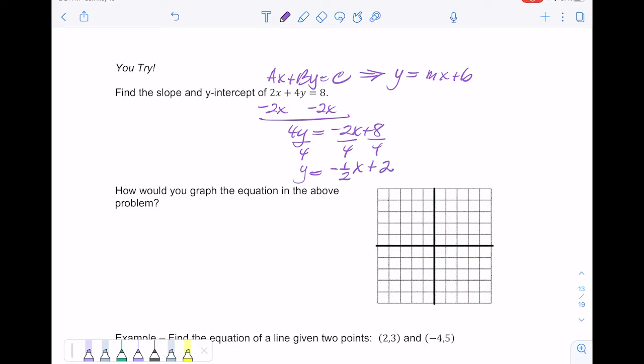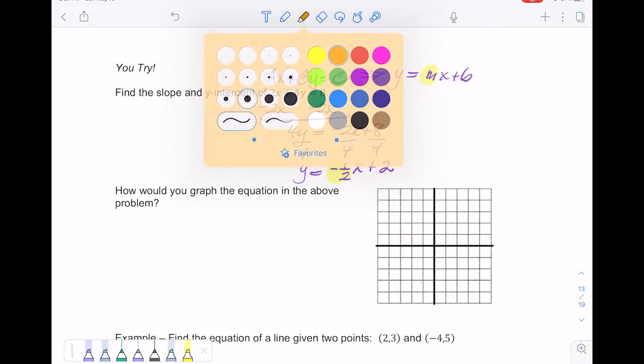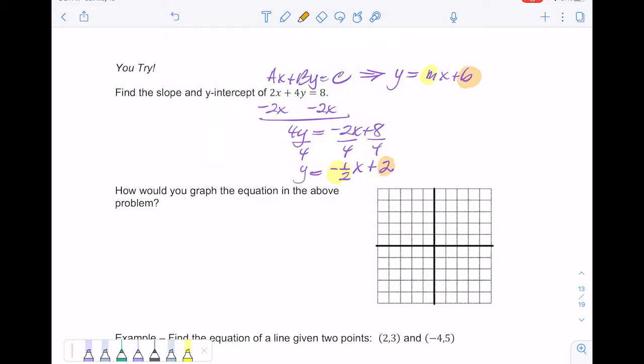So now I can pick out my m and my b. So remember, the equation goes y equals mx plus b. So my m is the coefficient of x. It's the number attached to x. And then my b is the y-intercept, and that's your constant at the end. So my m is -1/2, and my y-intercept is 2.